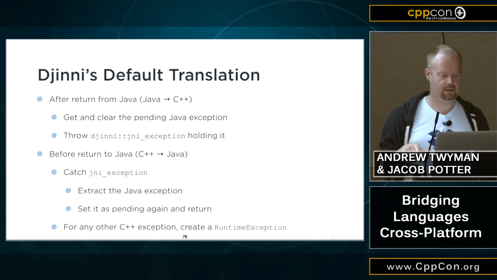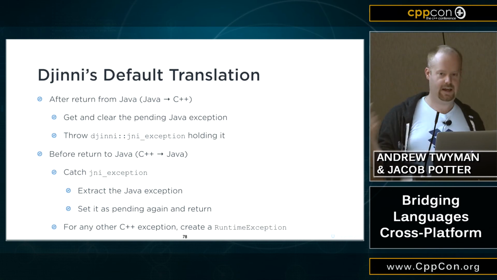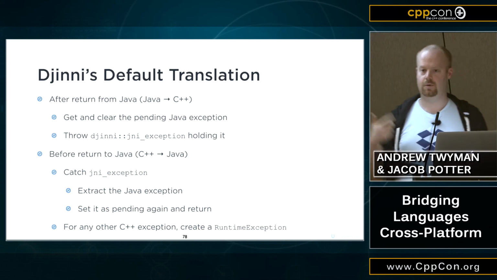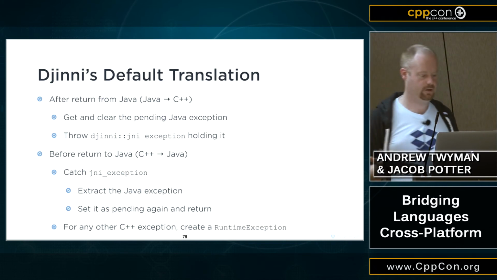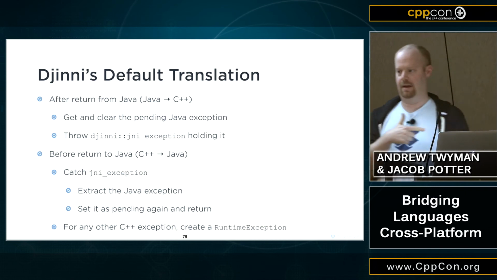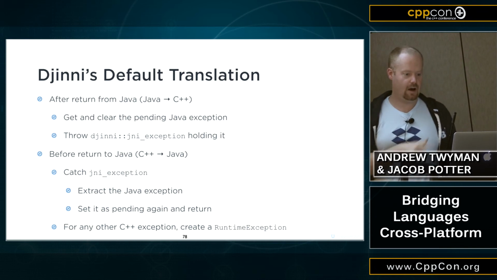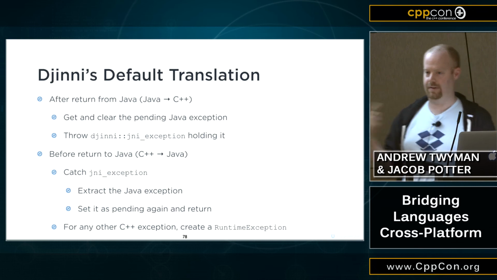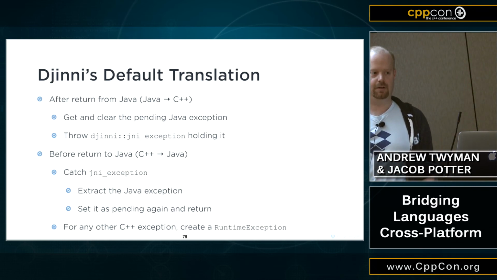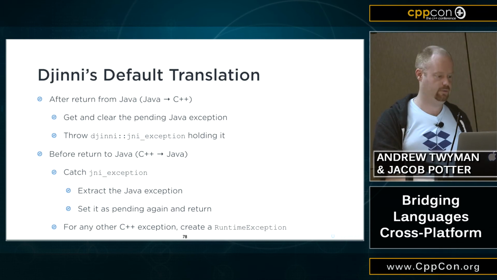So then the other side of this contract is before you return to Java from C++, you have to catch any exception you have. If that exception is one of those JNI exceptions, then Djinni generated code knows it's already a Java exception. So it can just stick it back into the exception state, return to Java, and the same exception just keeps propagating. Of course, if it's not a Java exception, then it started as a C++ exception, so we just create a runtime exception in Java and pass along the same message as was in the standard exception.